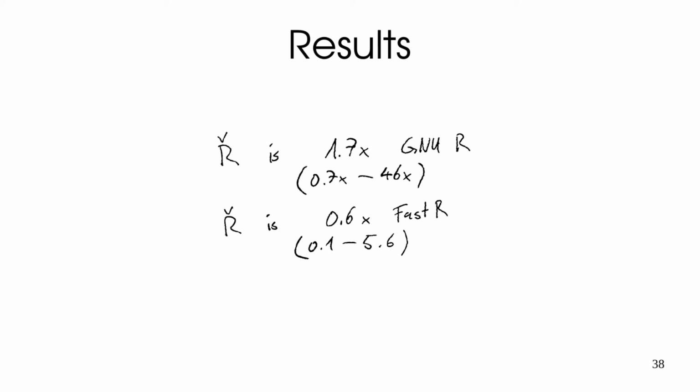Comparing against GNU-R, we're about 1.7 times faster with the range that you can see there. And comparing against FastR, we are slower, though more predictable. So there are less pathological cases in RJ than there are in FastR in our benchmark suite. Of course, these results represent the overall performance of the VM. So this includes speculation, this includes native compilation, and so on and so forth.